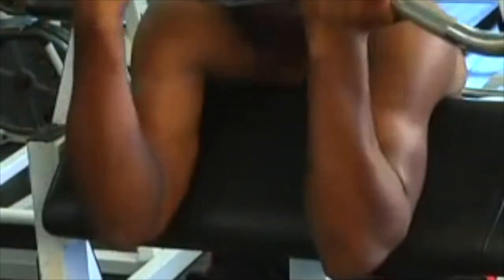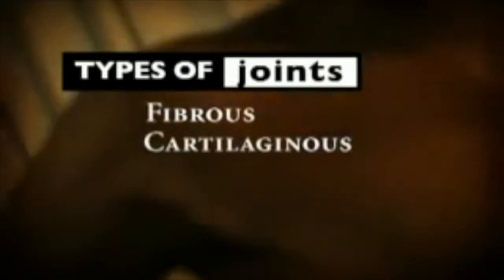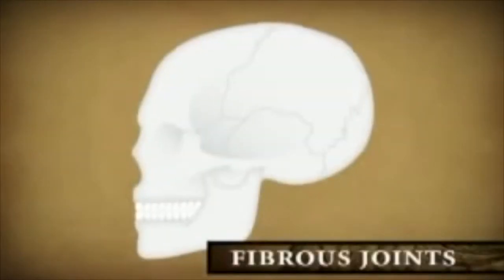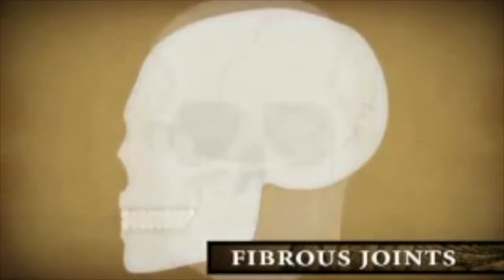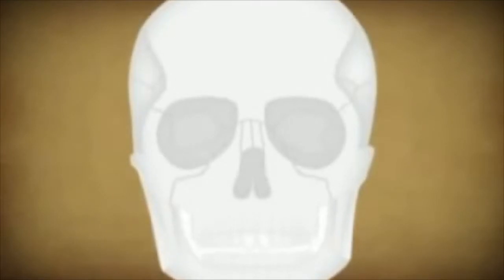The bones of the skeletal system come together or articulate at joints. Joints are classified into 4 major categories: fibrous, cartilaginous, bony, and synovial. In fibrous joints, such as the sutures of the skull, collagen fibers extend from one bone and integrate into another, binding adjacent bones together and keeping them from moving.